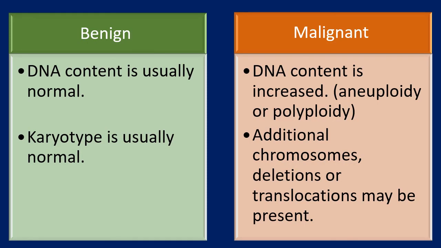The DNA content in the benign tumor is usually normal, but it is increased in the malignant tumor, so there is aneuploidy or polyploidy. Karyotype is usually normal, but in the malignant tumor, there are multiple mutations: addition of chromosome, deletion of chromosome, translocation, multiple mutations in malignant tumors.